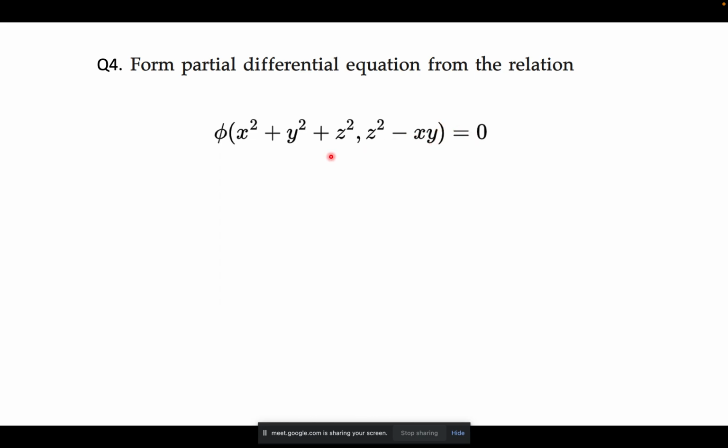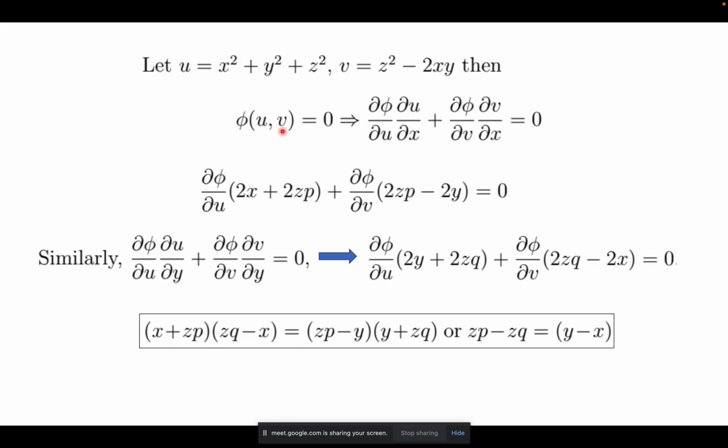So one method to solve such a problem is to take the first term, x square plus y square plus z square, as u, and the second term in this function as v. So you have phi as a function of u and v now, and this is equal to 0, right? Now you can ask what is the derivative of this function phi with respect to x, given that both u and v are functions of both x and y.